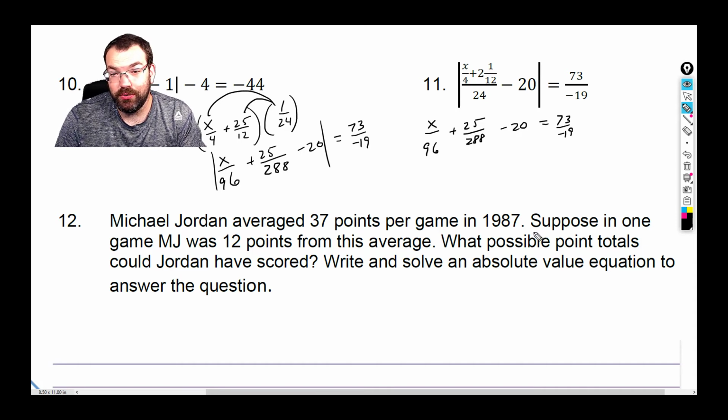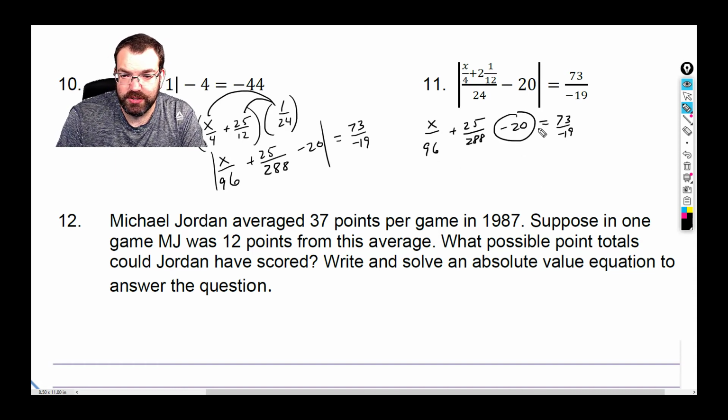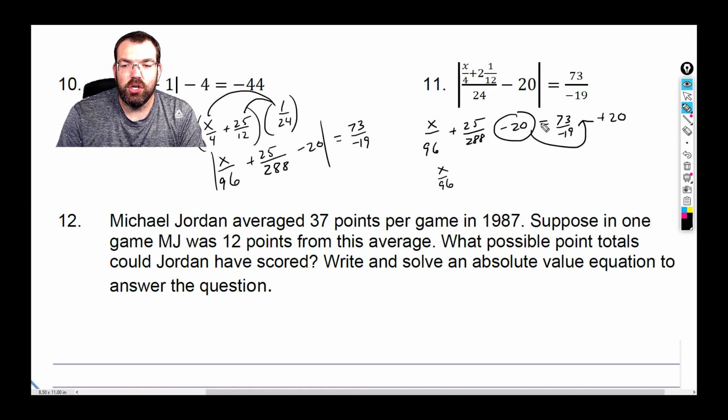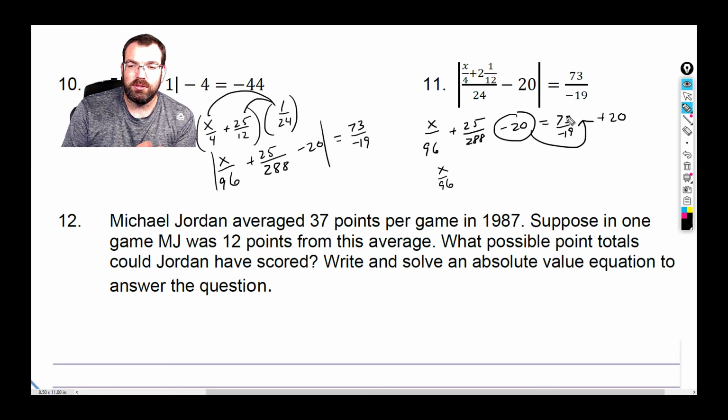There's not much else we can do. These numbers are kind of large, and they don't go together, so we just have to play it out. Okay, so here's what we're going to do. I'm going to move this over here, right? So that's really plus 20. So I get x over 96. You notice I only worked with the positive one here.